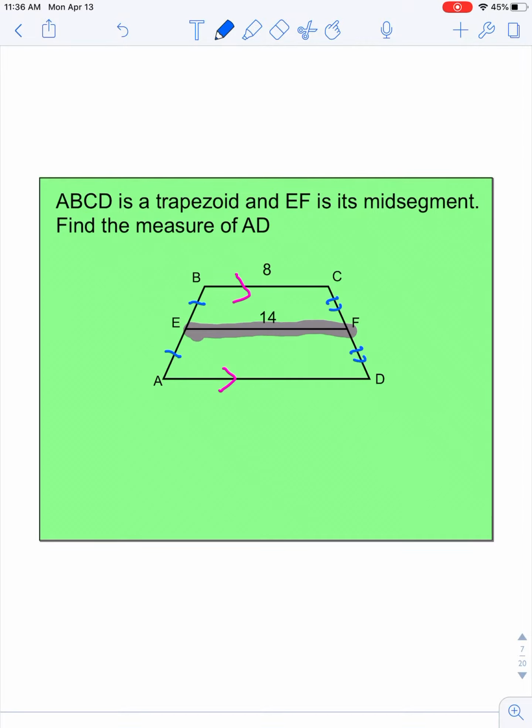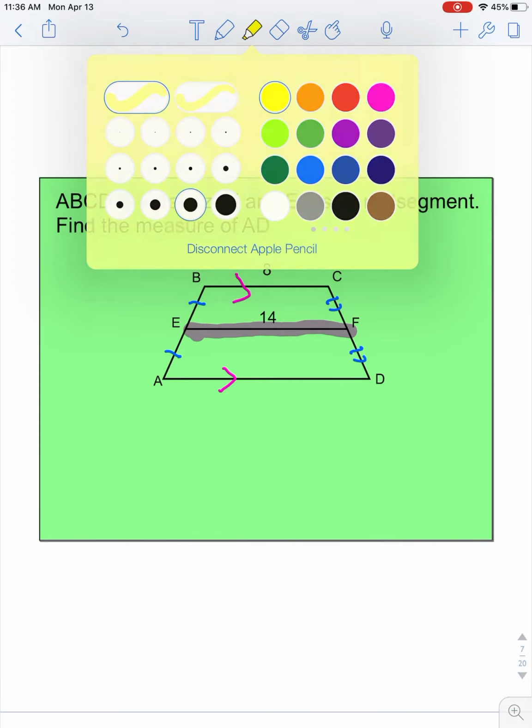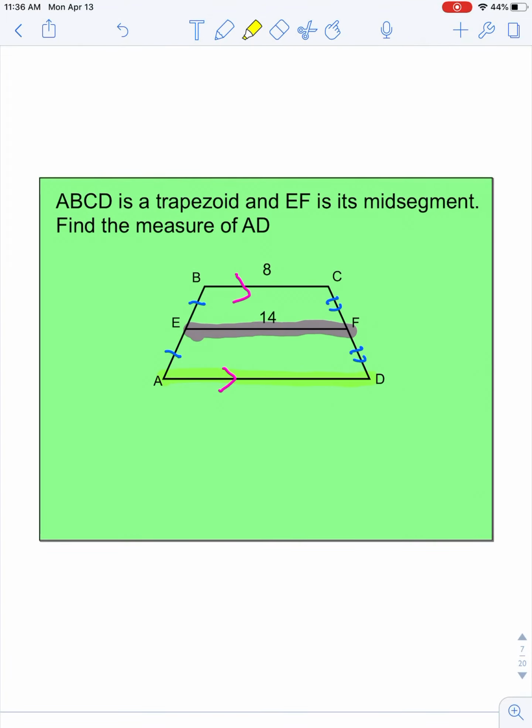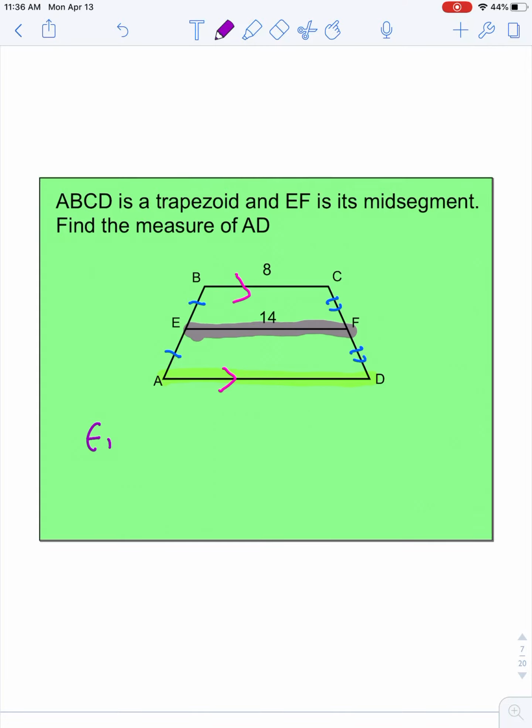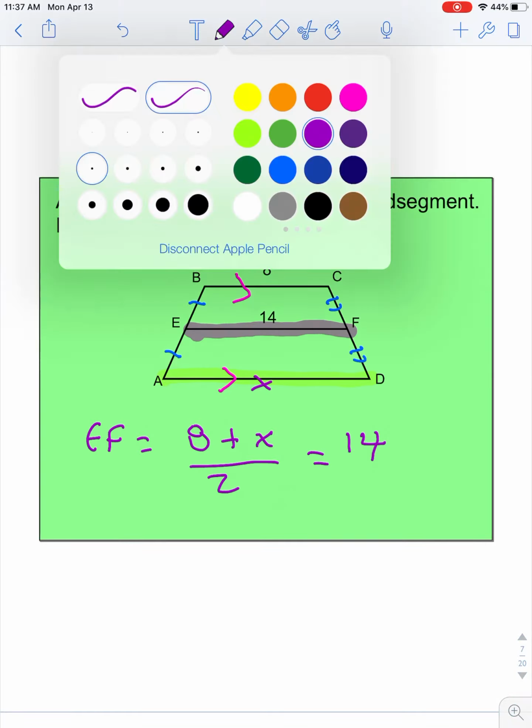So now it says to find the measure of AD. So what we're trying to find here is this side. Well, we know that this midsegment EF is going to be the average of 8 plus, we'll call this side X right now, divided by 2. So we know that EF is 14. So 14 has to be the average of 8 plus some number divided by 2. So now all we do is go ahead and solve.